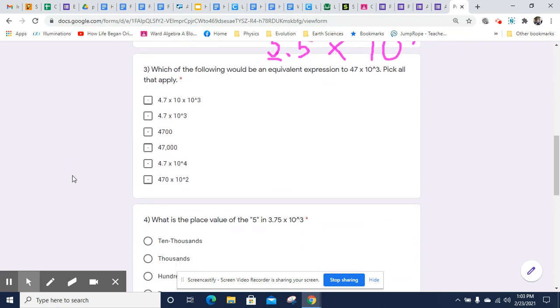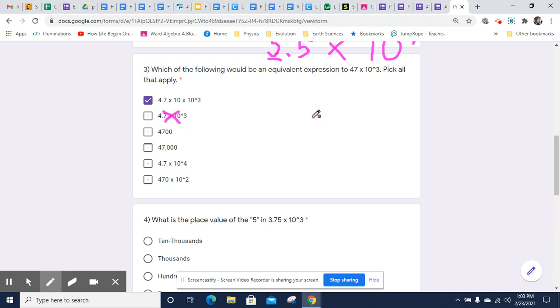All right, now which one of these would be an equivalent expression to 47 times 10 to the 3rd? Well, the first one, 4.7 times 10, that's the same as 47 times 10 to the 3rd, so that's good. How about this next one, 4.7 times 10 to the 3rd? Well, the 10 to the 3rd didn't change. We just changed 47 to 4.7. So we made this 10 times smaller, but this didn't change at all. So overall we've made the entire expression 10 times smaller. So it's not the same thing.